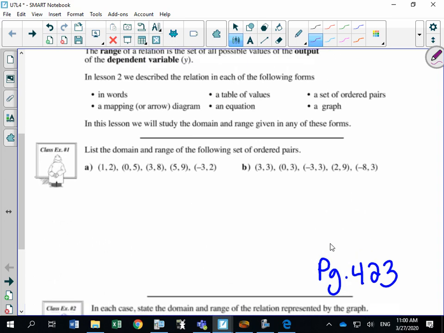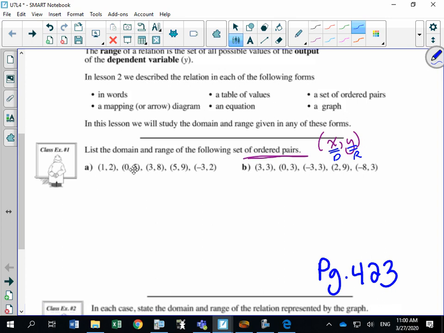of the domain and range for the following set of ordered pairs. Remember, you guys, ordered pairs are x comma y, and I just told you that all of your x values belong to your domain and all of the y values belong to the range.